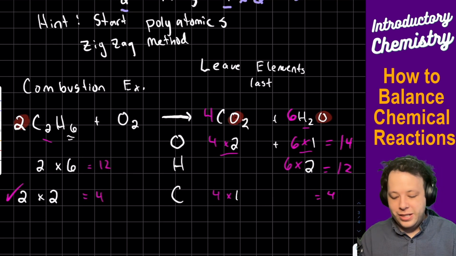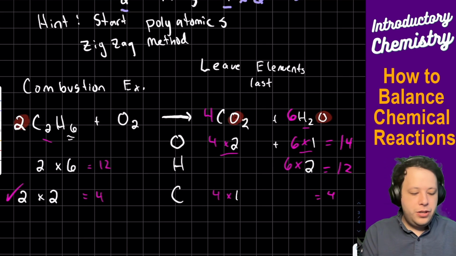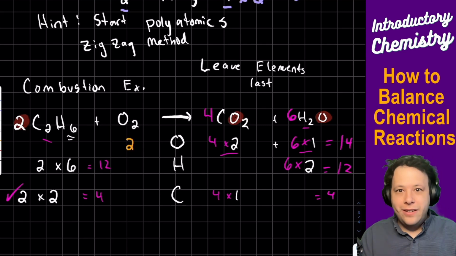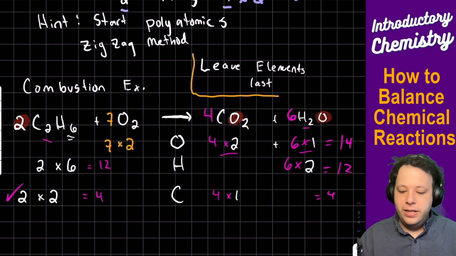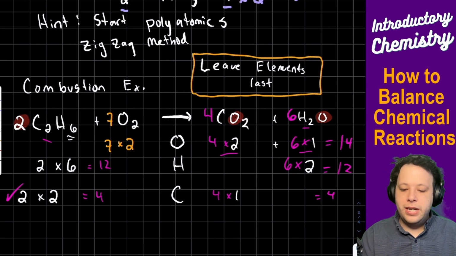Now the oxygens are the last thing. That's why I said save that element for last. Being that we already have 2 oxygens on the left-hand side, how could we make it balanced for ourselves? Well, I need to multiply it by a 7 to balance it. So leave your elements for last.